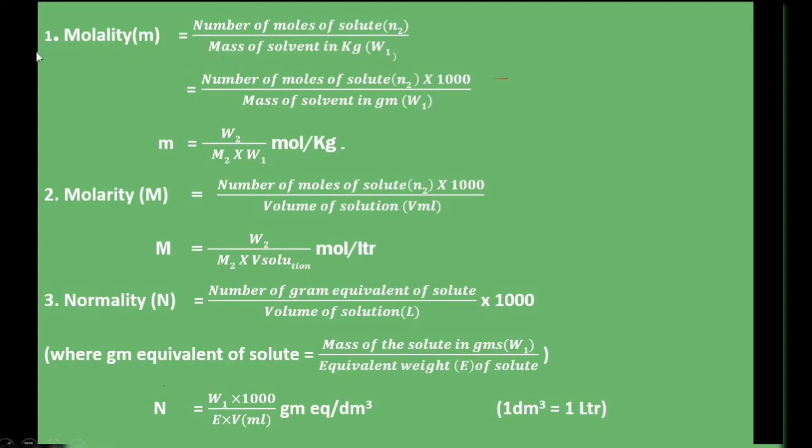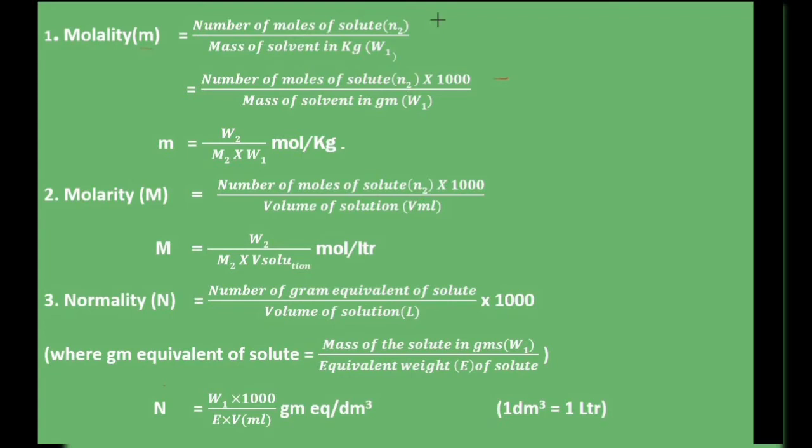Okay, so first let us see the first one, that is molality. Molality is always expressed by the simple small m. And what is molality first? It is the number of moles of the solute in 1 kilogram of the solvent. Number of moles of solute in 1 kilogram of the solvent. So how will you calculate the number of moles of solute?